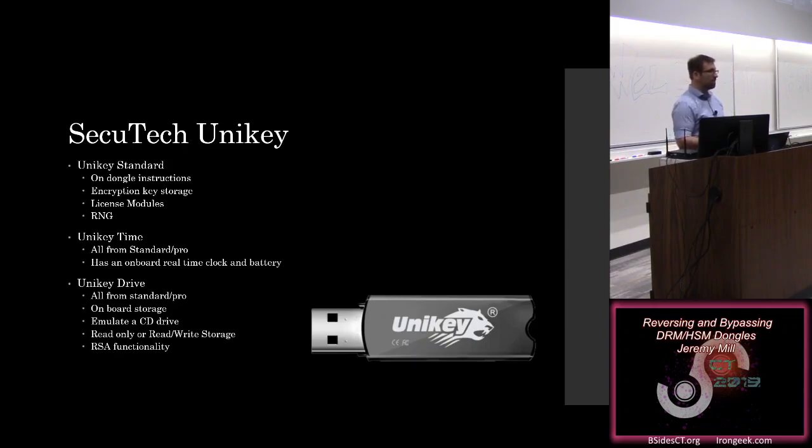There's also the UniKey time, which takes all of those same features and adds a real-time clock and a battery on there, right? So now you can't just change the time on your server and look, you're licensed again. And then there's the UniKey drive, which takes all those same standards, but it also adds some read-only storage to it, some CD-ROM emulation, and it also adds some RSA functionality, signing, encrypting, decrypting, things like that.